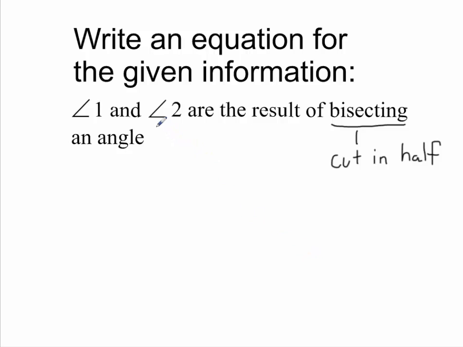So angle 1 and angle 2 are the result of bisecting an angle. So we started off with some angle, and the result of that angle, which is angle 1 and angle 2, came from the fact that we bisected this original. So think of this angle as the original angle. Okay, that's the beginning angle. So that's the original. So let me draw the situation.